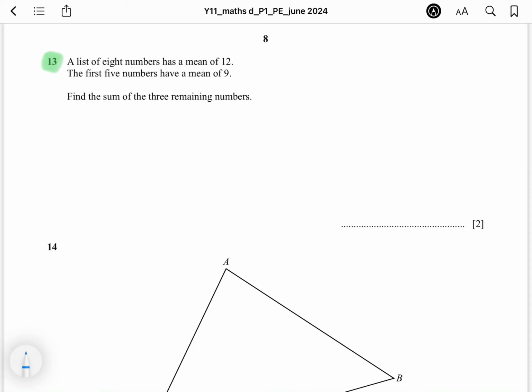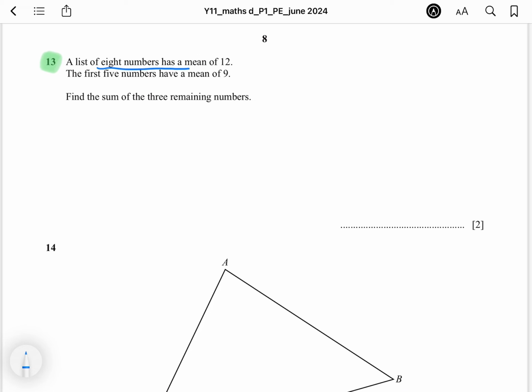Right, next one. A list of 8 numbers have a mean of 12. The first 5 numbers have a mean of 9. And the question is asking for the sum of the 3 remaining numbers. Now, the question does not ask what are the 3 numbers. It's just asking the sum of the 3 remaining numbers. So that simplifies it.